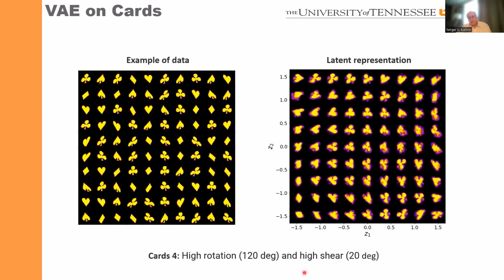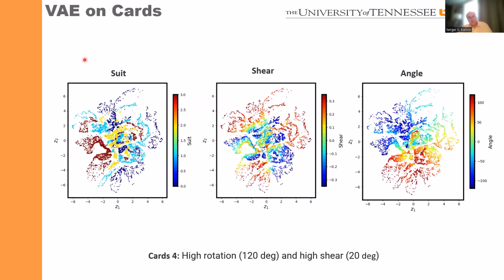The final example is high rotation and high shear, so there is a large variability in the data. If you look at the latent representations, you can already see that reconstructions are not super good. We are trying to encode too much in the latent space, and it doesn't work. Correspondingly, the results of the deconvolution are very weird. You see that the suits are mixed. Shear is still locally smooth. Angle tries to be ordered. You see that the angles change across the latent space, but it's not perfect.